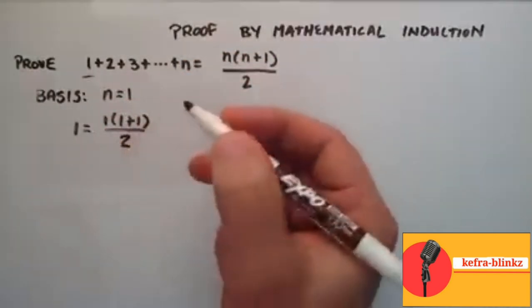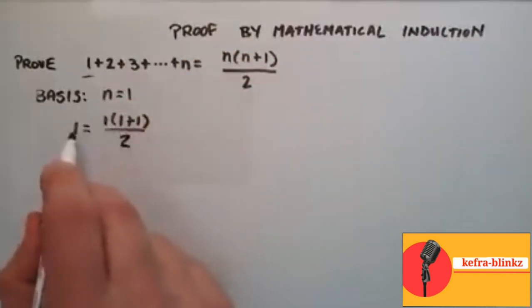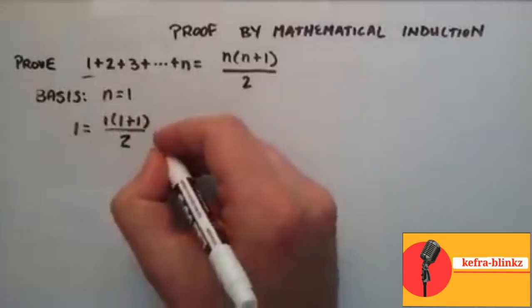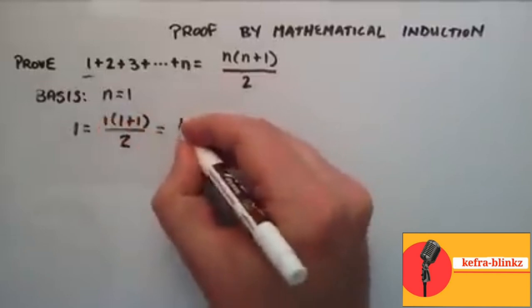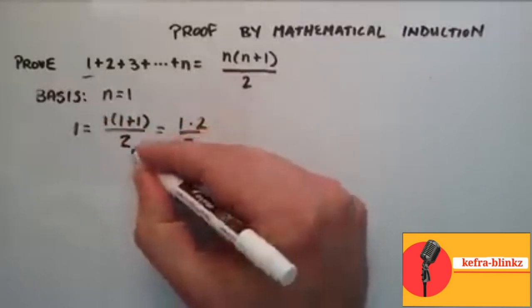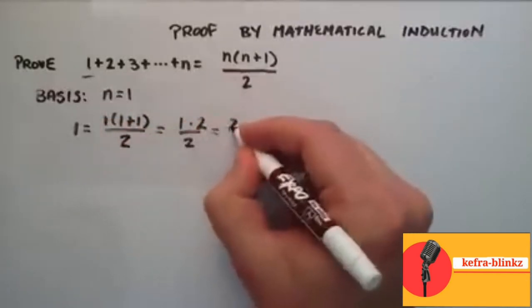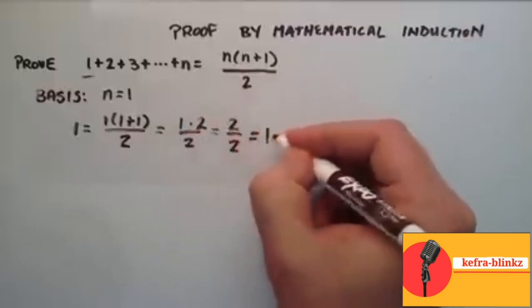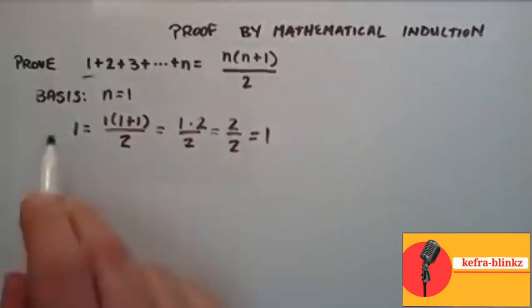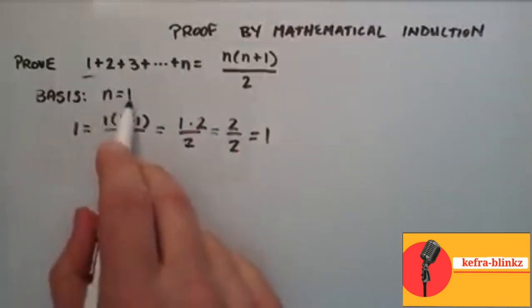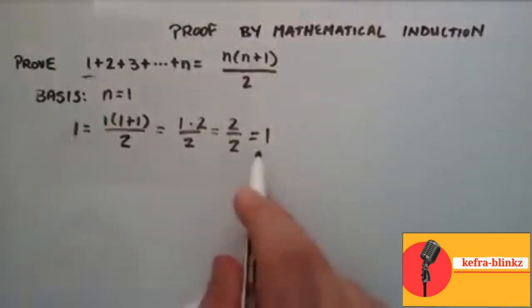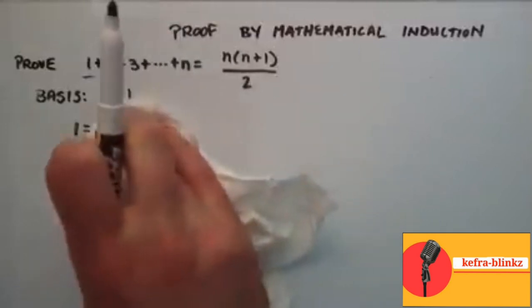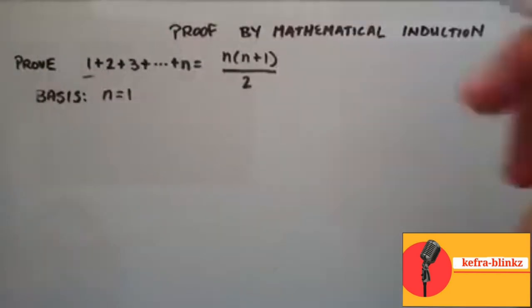And then we are simply checking to see if the right-hand side is equal to the left-hand side for this base case. 1 plus 1 is 2. We multiply that by the 1 on the left here, divide that by the 2 on the bottom. 1 times 2 is 2, divided by the 2 on the bottom is simply equal to 1. So for the base case for n equals 1, we have 1 on the left-hand side equals 1 on the right-hand side. I think that's simple enough.